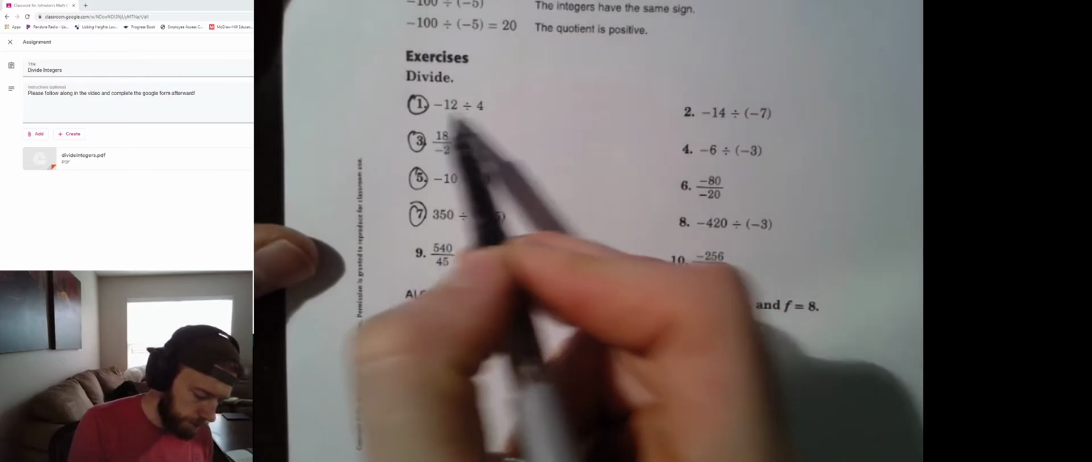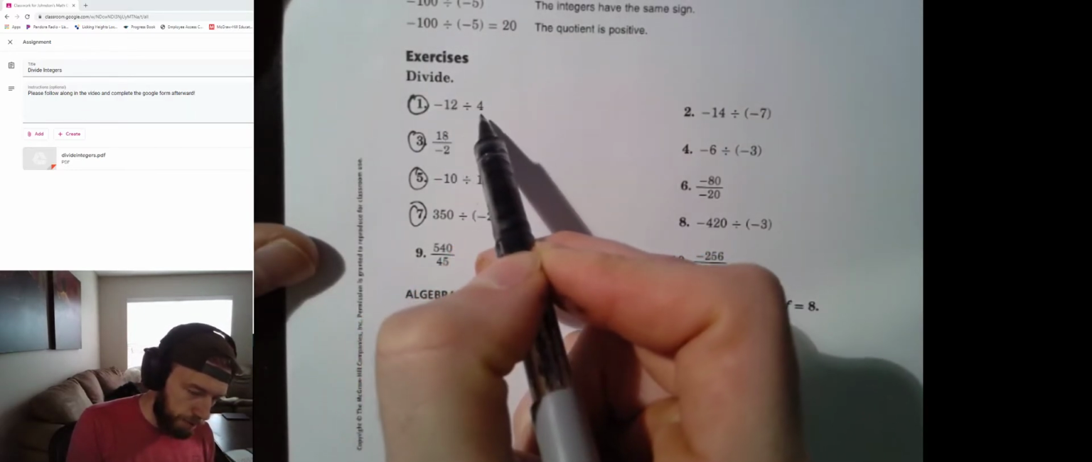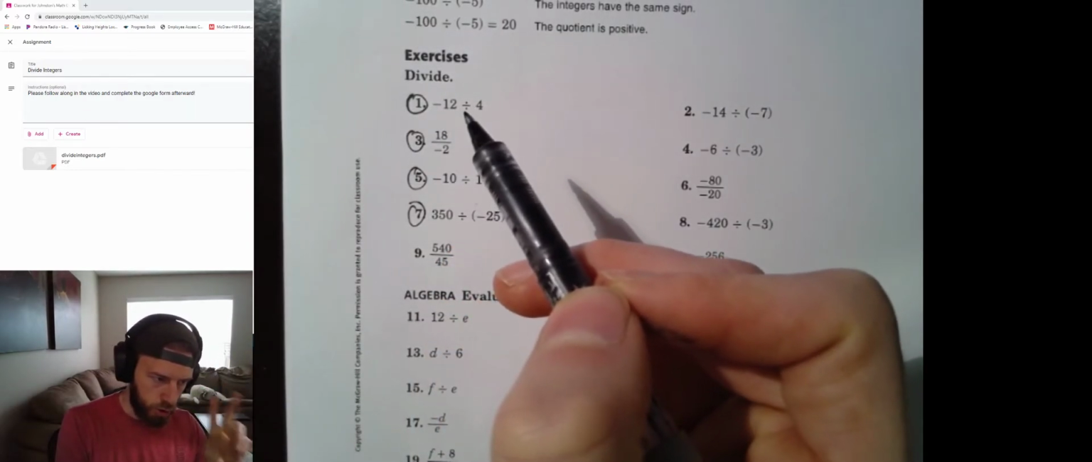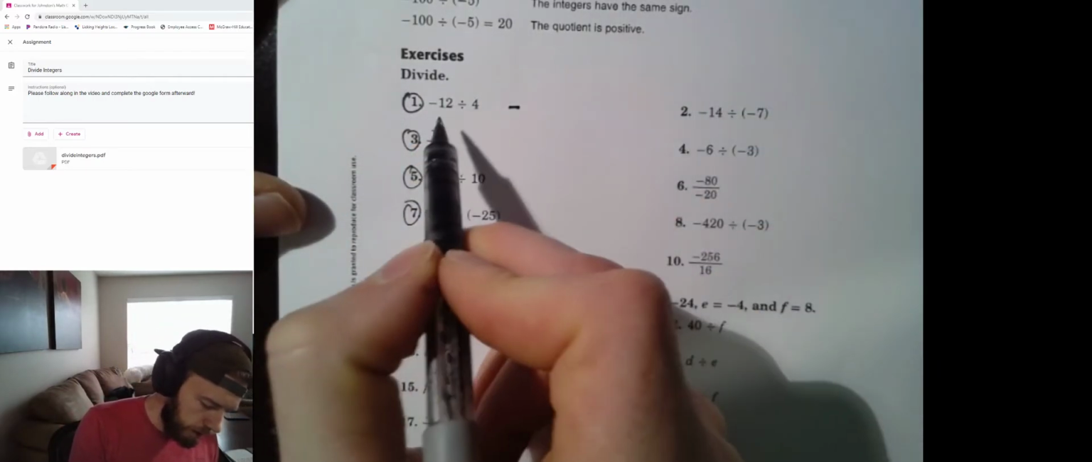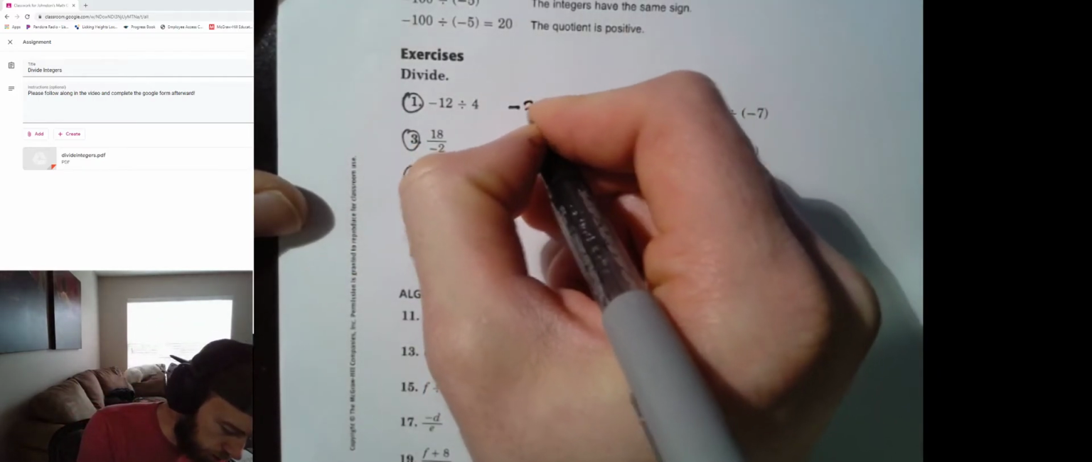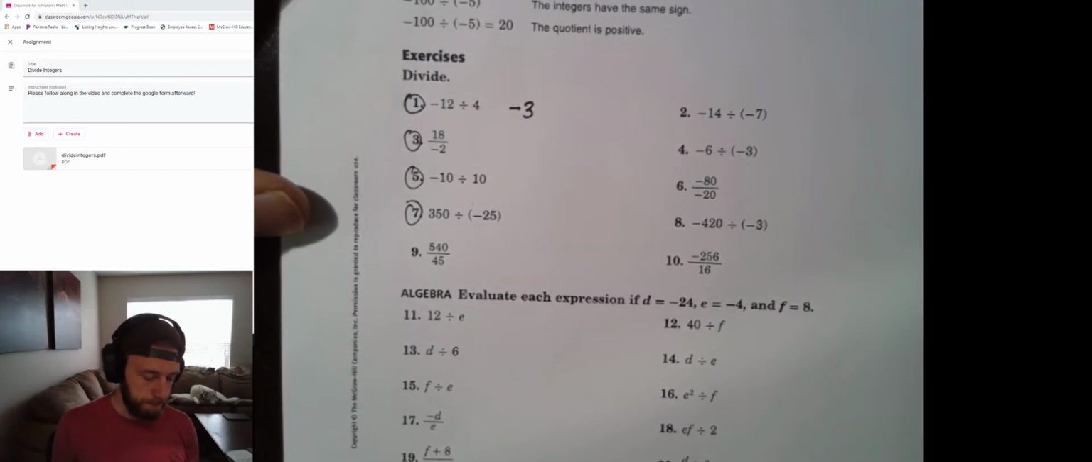Okay, number 1. Negative 12 divided by 4. Those signs are two different signs. That means the answer is going to come out negative. And 12 divided by 4 is 3. So the answer should be negative 3.